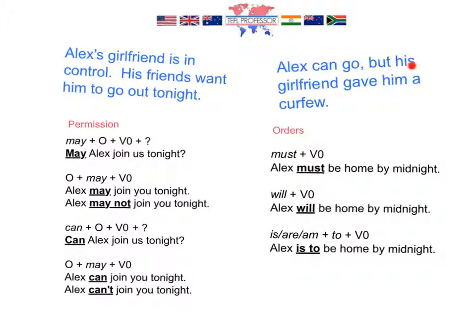So Alex can go with his friends, but his girlfriend gave him a curfew. Curfew is just a time that you have to be home. So Alex must be home by midnight. Alex will be home by midnight. Alex is to be home by midnight. And remember, with the is, are, am, it's going to change with the subject. Am is a little bit less common because, of course, we don't give orders to ourselves. But is and are, very common.